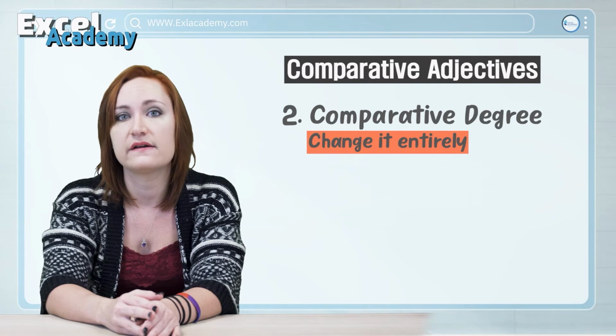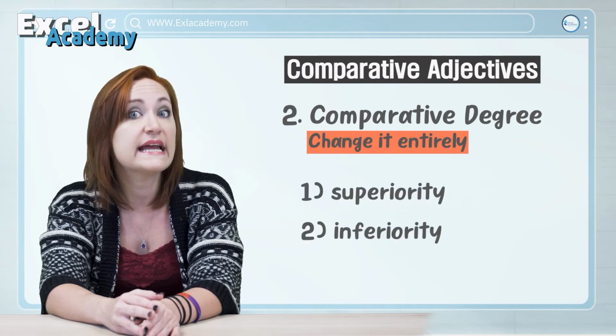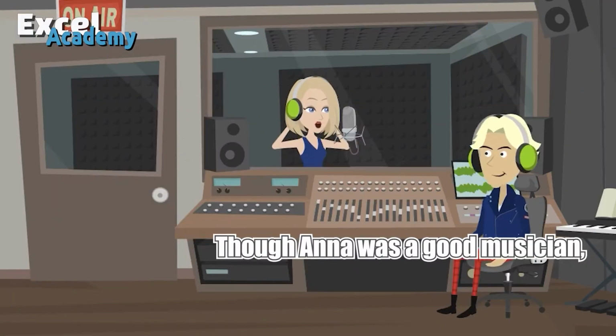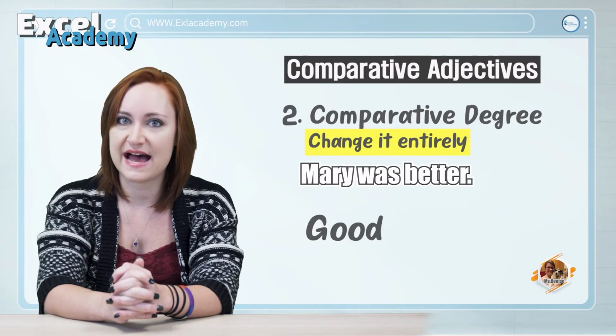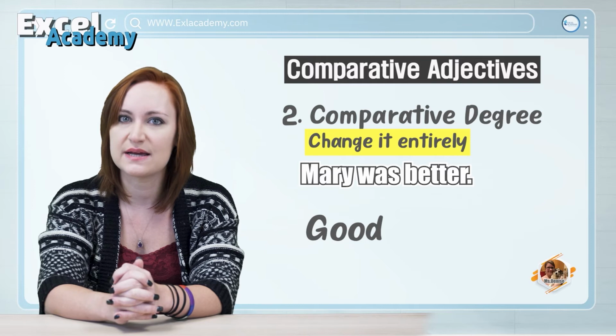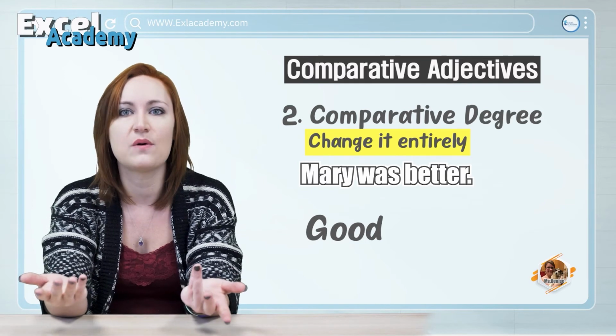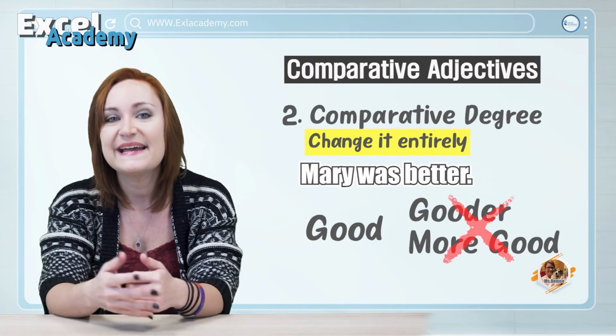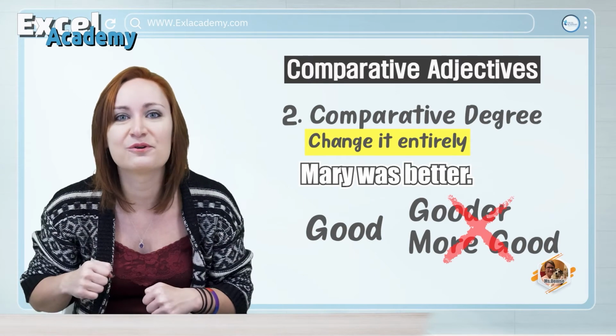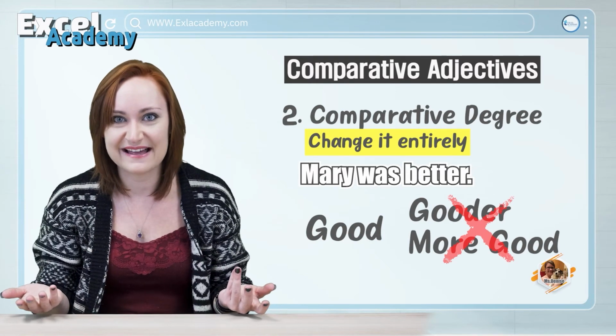Now let's take a look at adjectives that change completely when in their comparative forms. These can be comparatives of either superiority or inferiority. Though Anna was a good musician, Mary was better. The positive adjective good is a special type of adjective because it doesn't follow either of the other rules. We do not say gooder or more good. Instead, we use an entirely different word, though it does have an ER on the end.